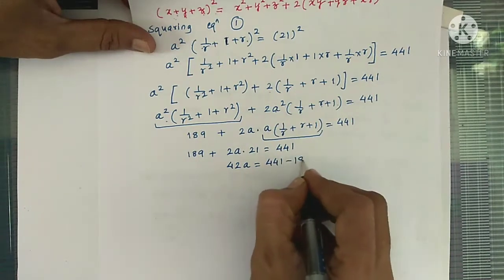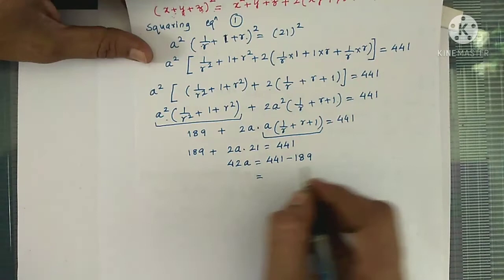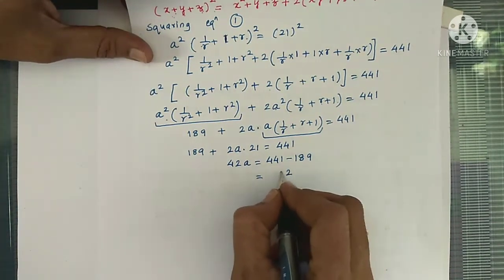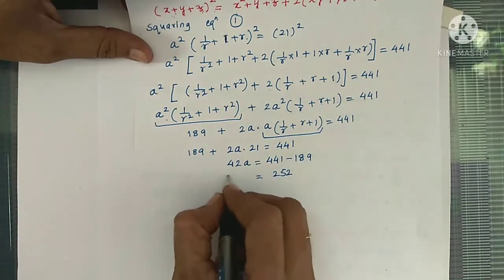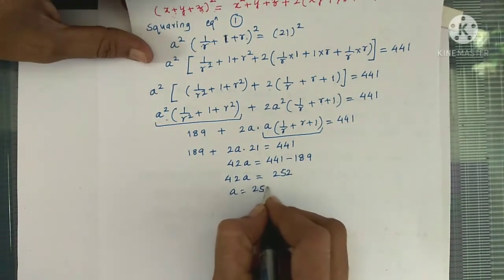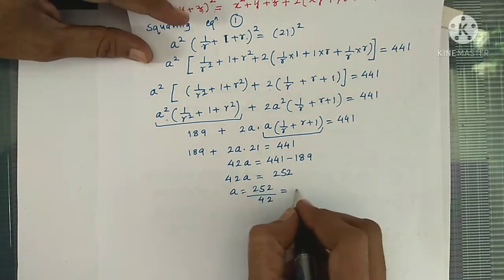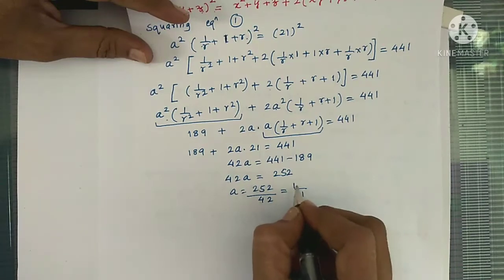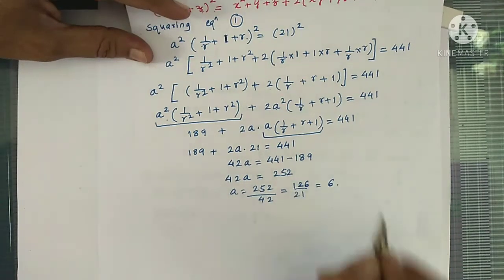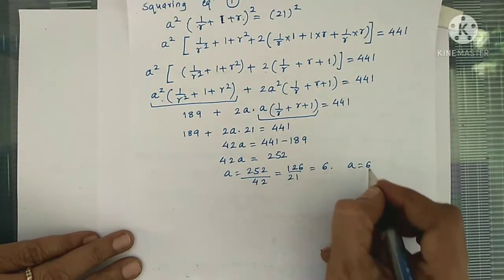Transferring this 189 to the right hand side, we have 441 minus 189. So that is 252. So a equals 252 divided by 42. If we divide by 2, we get 126 by 21, and that is 6. So we have the value of a as 6.